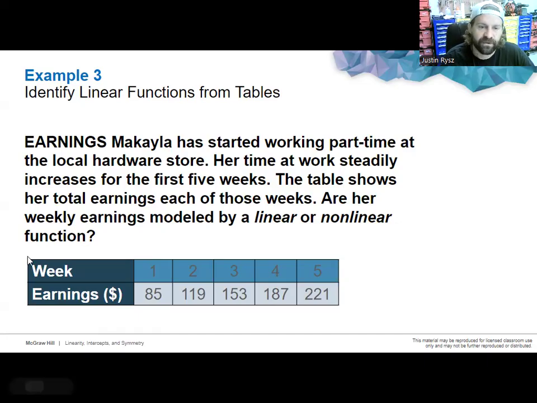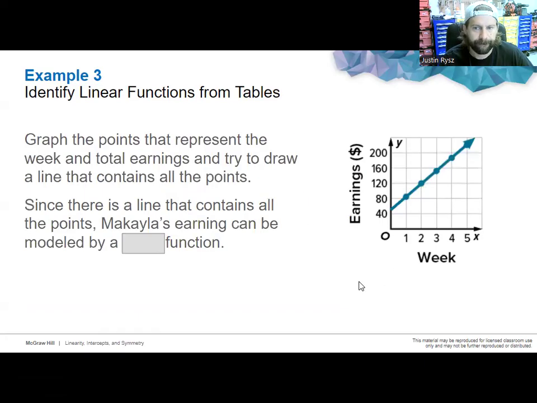All right, so you can see week 1, she got 85, then 2, 119, 185. So take a second, think about this one here. Let's go over it. Okay, if we were to graph those points, we can see here we got a very nice straight line. Since there is a line that connects all the points, this is a linear function.